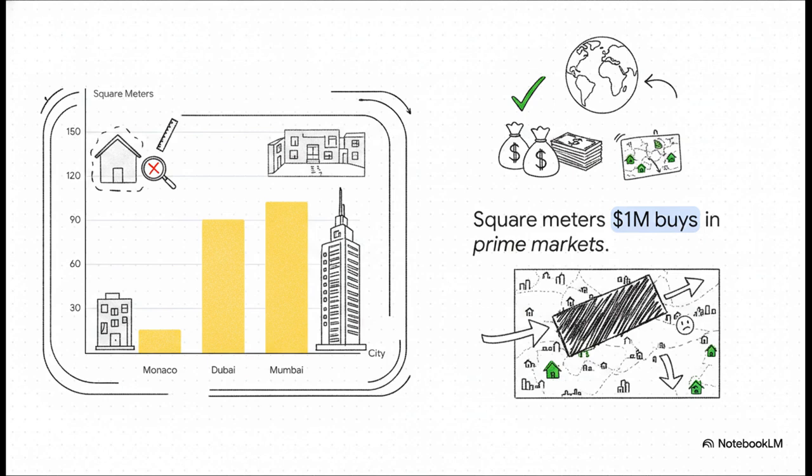In Monaco, $1 million gets you a mere 16 square meters. Honestly, that's basically a small bedroom. Compare that to Dubai, where you get 91 square meters, or Mumbai, where you can grab 103 square meters. This proves that at the highest tiers, wealth is heavily penalized by geography. The closer you get to global capital hubs, the less intrinsic physical space your money actually holds.